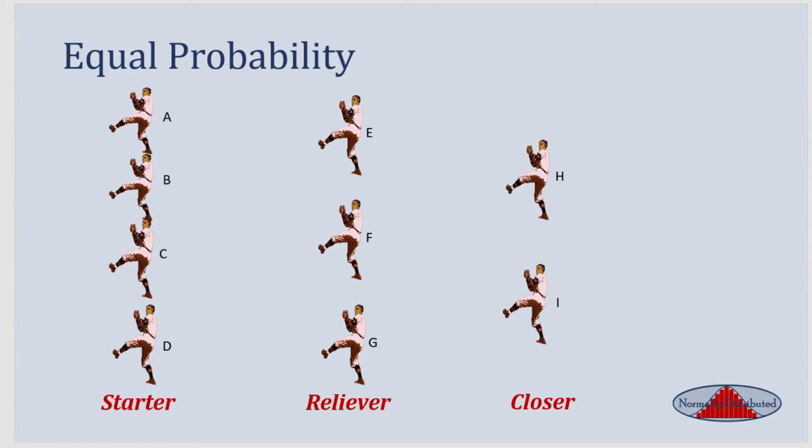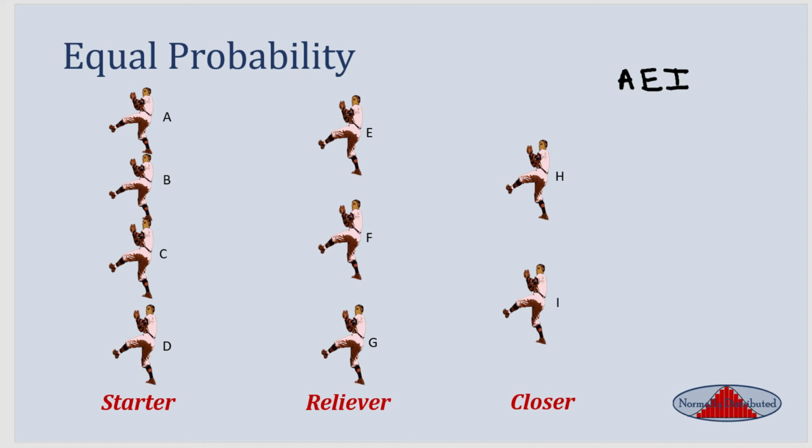All right, now let's work through a tough example here. Let's assume that these pitchers all have an equal probability of playing. The starter, you choose from one of 4 starters. You choose from one of 3 relievers, and you choose from one of 2 closers. So if they all have the same probability of starting, let's go ahead and examine what the probability is of the lineup player A, player E, and player I.